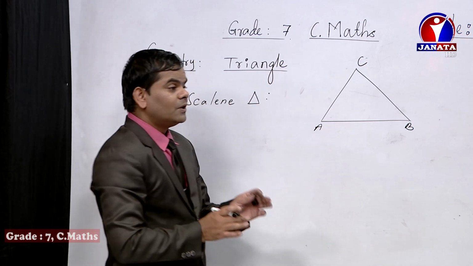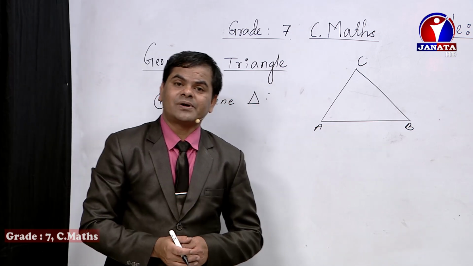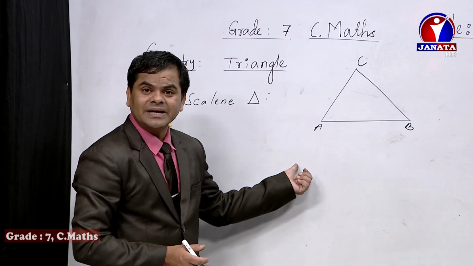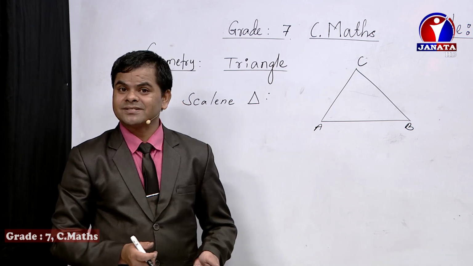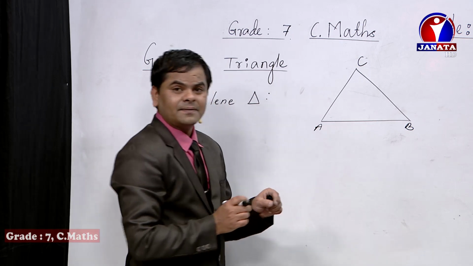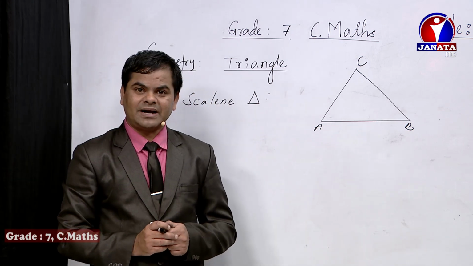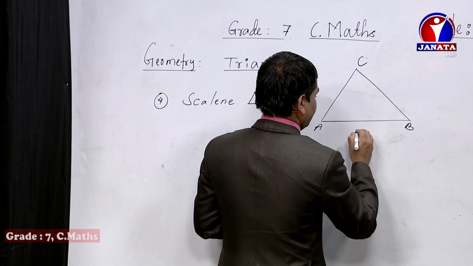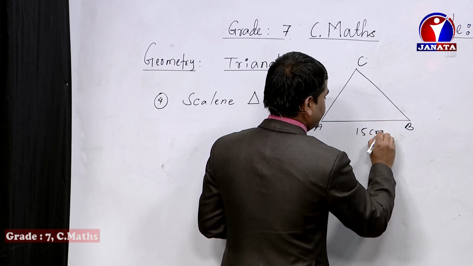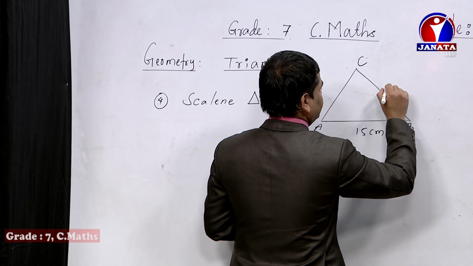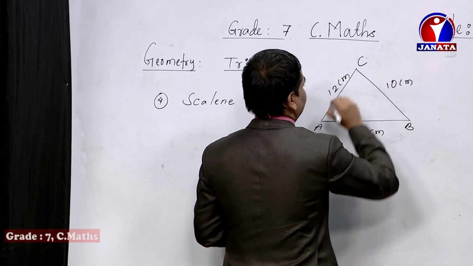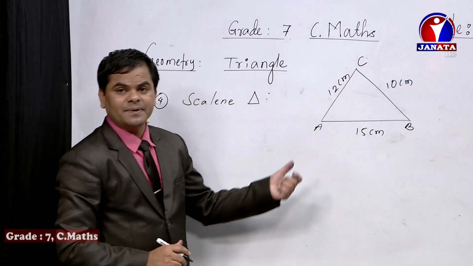Now you will not get any properties which you have found in the previous three figures. That means no one side will be equal to another one. For example, if it is 15 centimeter, 10 centimeter, 12 centimeter, look here, all the sides have different measurements.